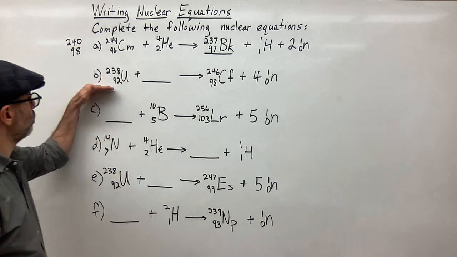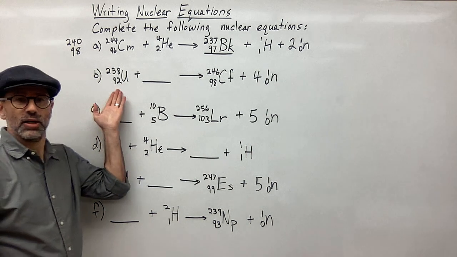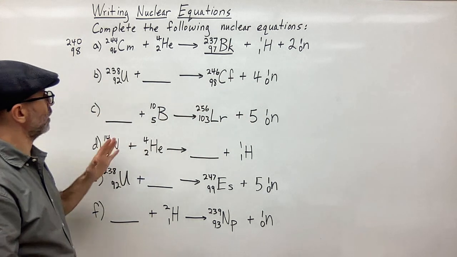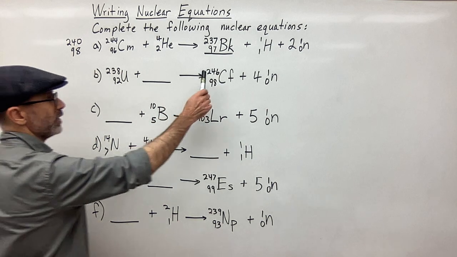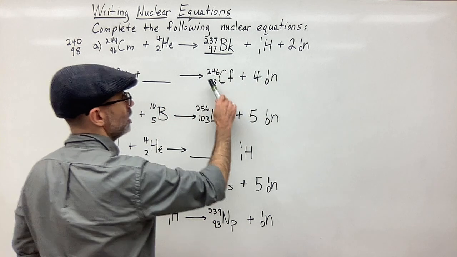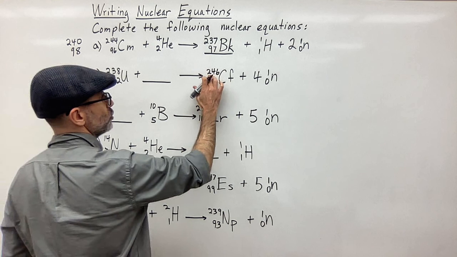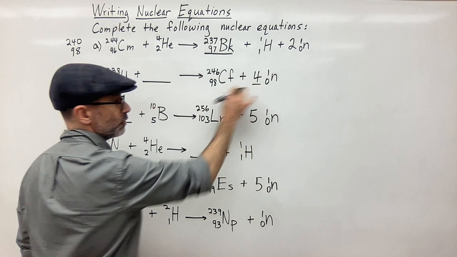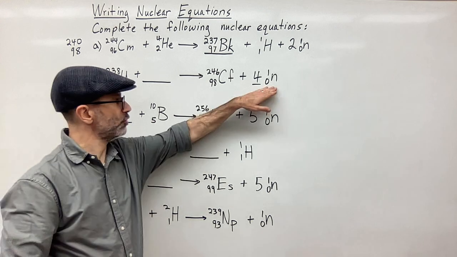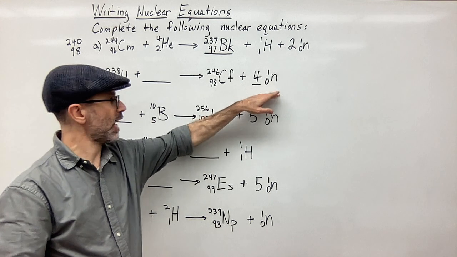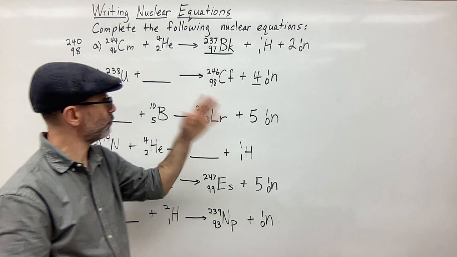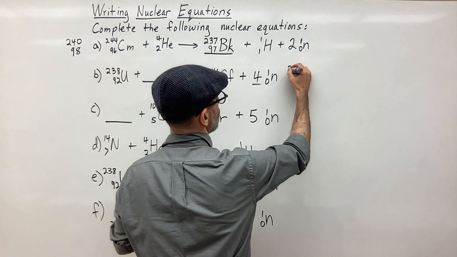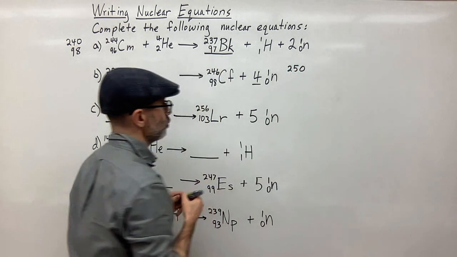Okay, what's next? B, we have uranium-238. That's going to react with something to form these two. So let's balance the top numbers. We know both of them up here. So the top number here is going to be 246 plus 1. But be careful, we have a coefficient of 4. That means we have 4 neutrons here, so we need to count this 4 times. So 4 times 1 is 4, plus 246 gives us 250. So the top number is 250 total.